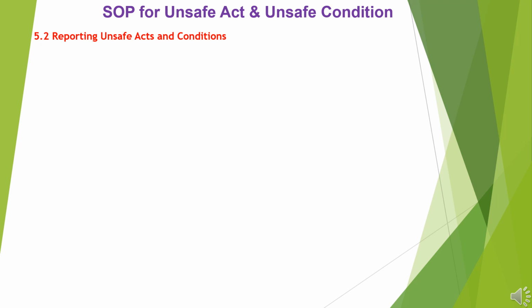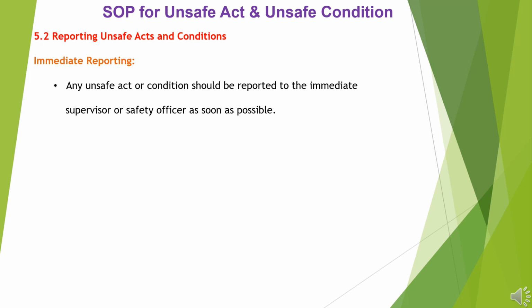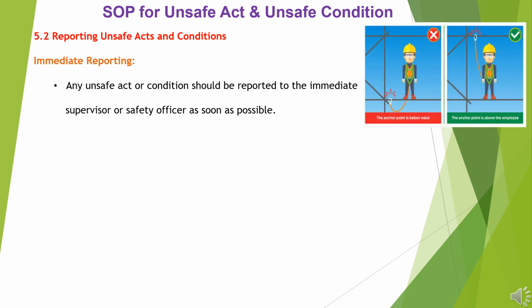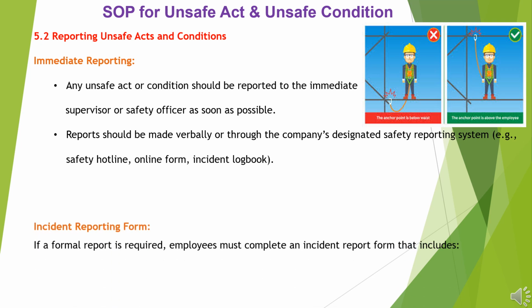Reporting unsafe acts and conditions. Immediate reporting. Any unsafe act or condition should be reported to the immediate supervisor or safety officer as soon as possible. Reports should be made verbally or through the company's designated safety reporting system, e.g. safety hotline, online form, incident logbook.